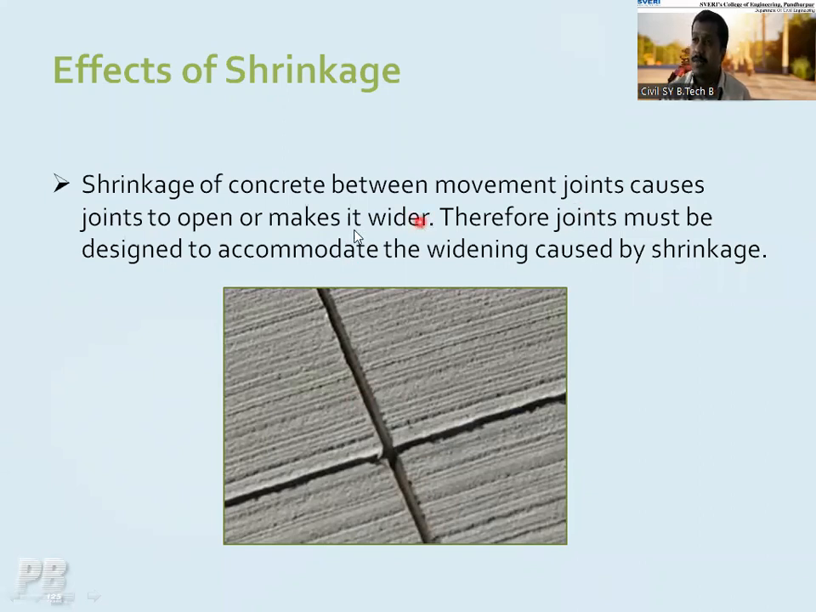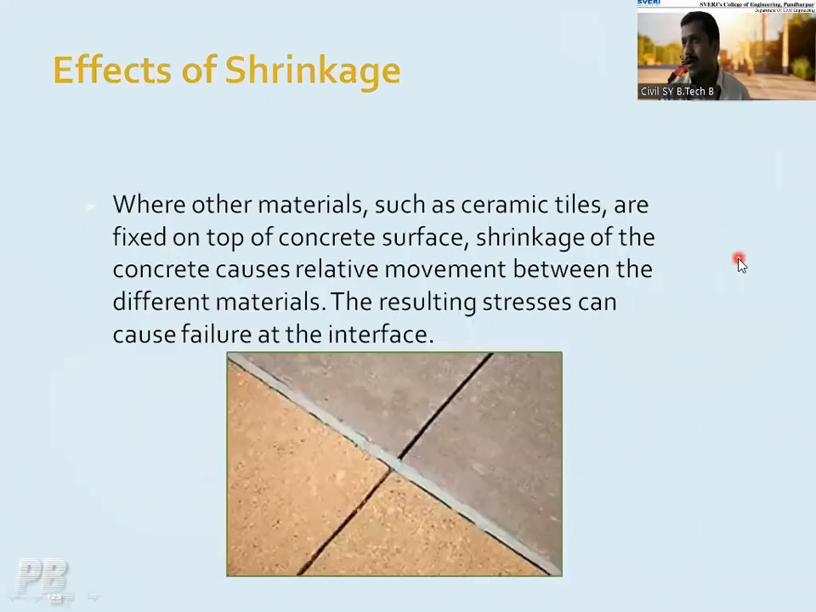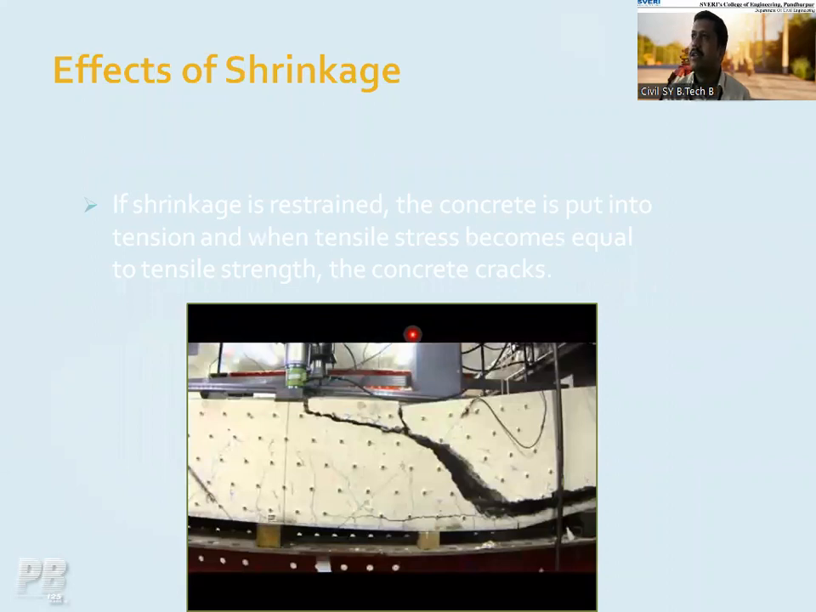Therefore the joints must be designed to accommodate the widening caused by the shrinkage. Okay. Second, where other materials such as ceramic tiles are fixed on the top of the concrete surface, the shrinkage of the concrete causes relative movement between the different materials. This results in stresses that can cause failure at the interface. Okay, as I told you, some stresses are induced due to the varying temperature conditions, and it may lead to the failure of your concrete structure, maybe at the top or maybe at the interface.